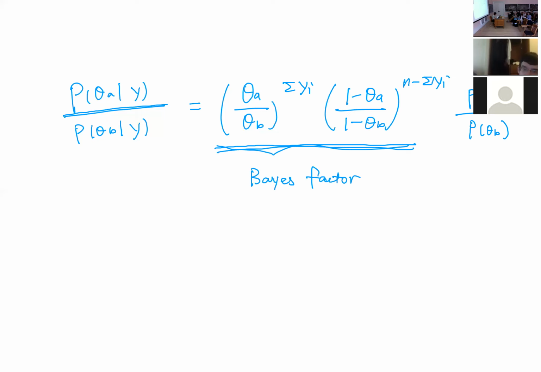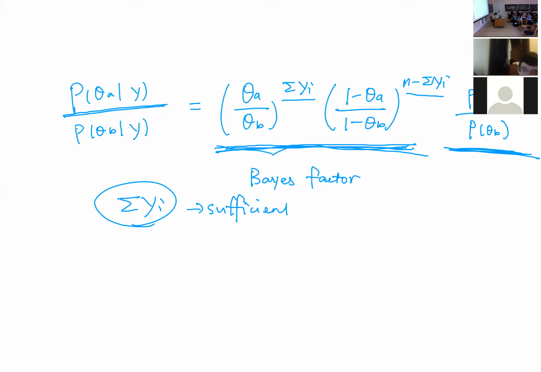But overall, you see that in order to compare which value of theta is more likely, you can break it into two parts. This is the part which is the contribution from the prior, and this is the part which is the contribution from the data. If you read this, obviously, as long as you know the sum of yi, you know everything about this ratio. So this is a sufficient statistic.